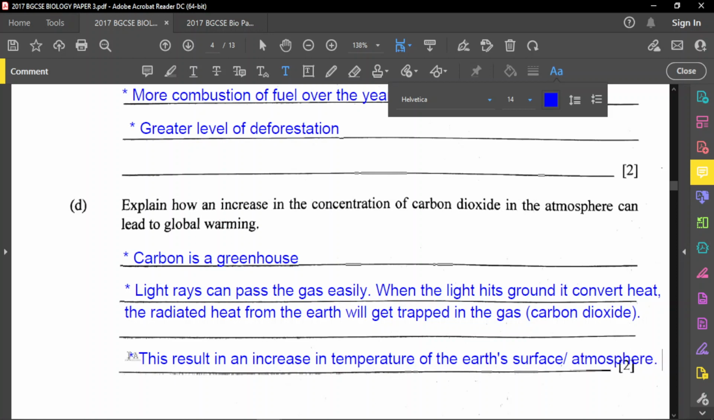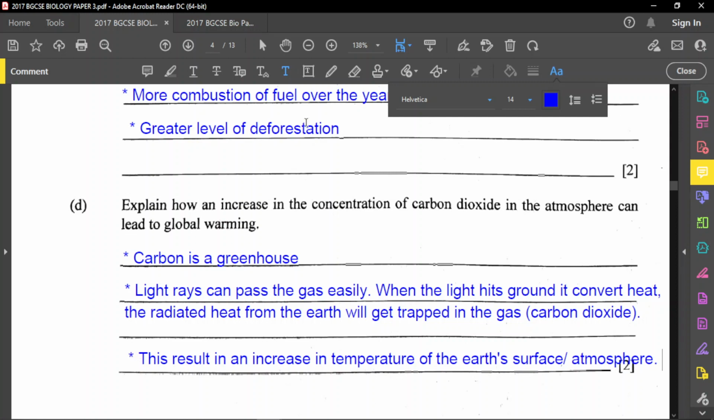So simply, what is happening there is that light can pass through the carbon dioxide really easily, but when the light hits the ground, it converts into heat energy. The heat energy is radiated back into the pockets or blanket of carbon dioxide, and the heat is not able to pass through it to go back up into space. Instead, it gets trapped and remains above the Earth's surface, in the atmosphere, and the atmosphere gets warmer. Because the atmosphere gets warmer, the entire Earth becomes much warmer, and that is a phenomenon called global warming.